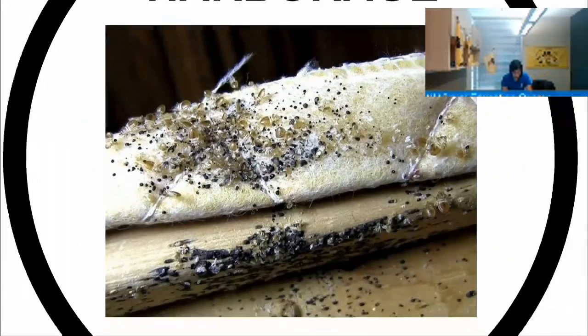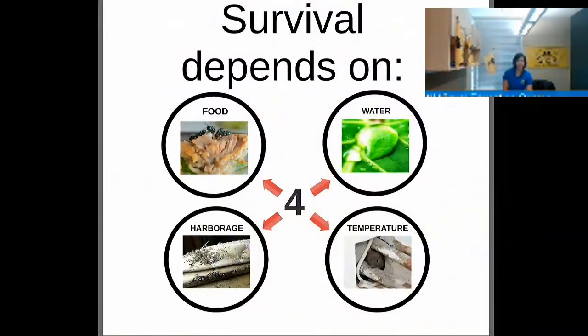Other types of harborage: old equipment, cracks and crevices for cockroaches and crawling insects, they love those spots. Motors of equipment, because they are warm, so they like to harborage there as well. Warehouses that are not well kept, they also like to harborage between boxes if they're not on shelves properly.